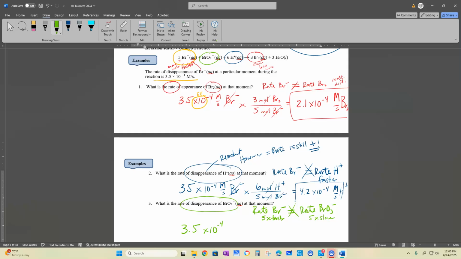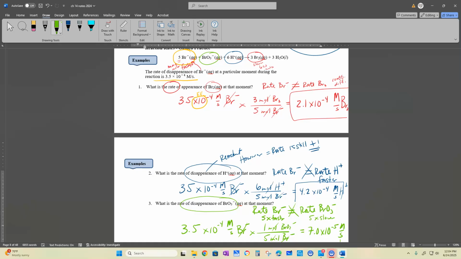3.5 to the negative 4, M over s, Br minus. Same 5 moles on the bottom, and I only have 1 mole on top. Bye-bye mole, and chemical. Didn't mean to get rid of that chemical. All right, 3.5 to the negative 4, divide 5. It's going to be slower. Beyond slow, and we need 2 sig figs. So 7.0 to the negative 5.